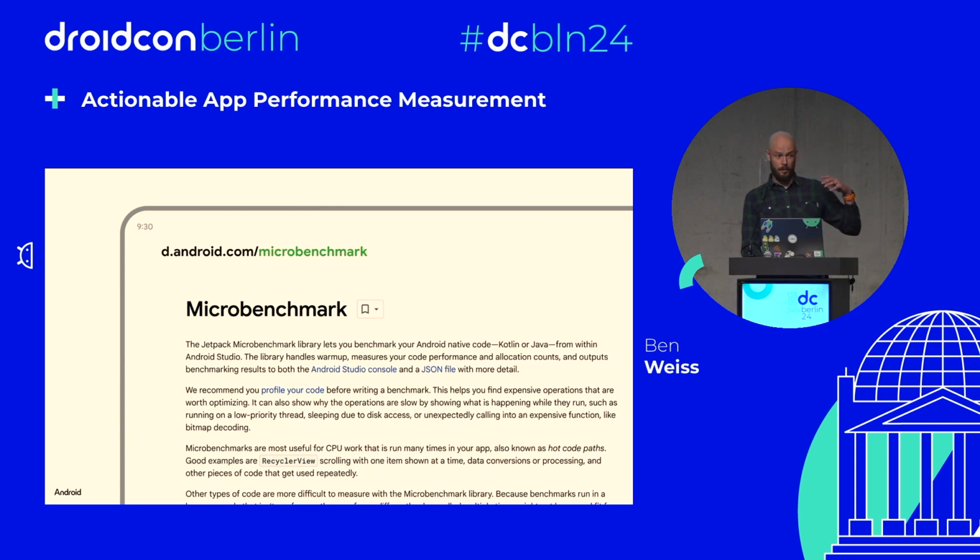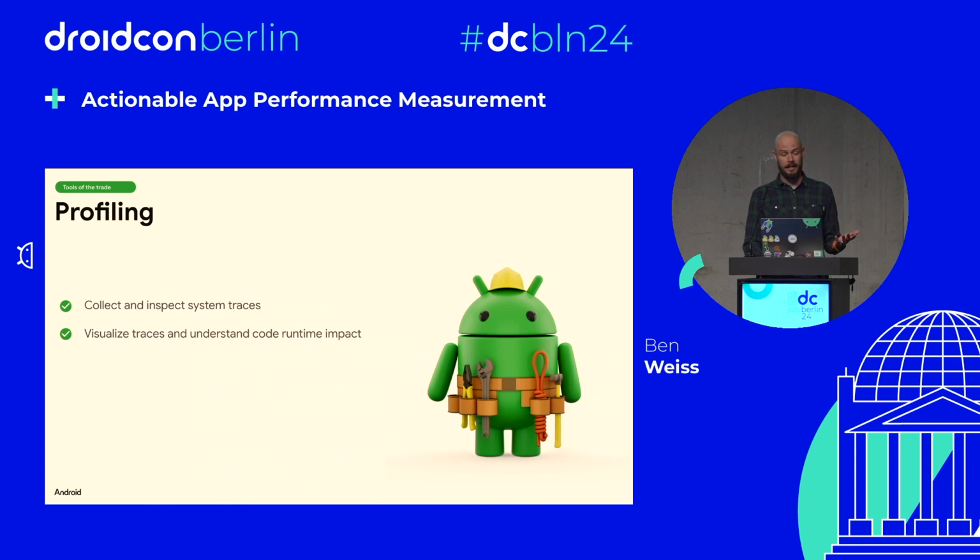So now you know how to improve performance with these tools. Now you know how to measure what happened. And the next thing is profiling. So profiling is a way to collect and inspect system traces for Android. Basically, you have the possibility to collect a trace, and afterwards you can visualize it with different tools. And you can understand what is happening, how long, which call takes how long specifically, on which CPU it works. You can go into extreme details with this.